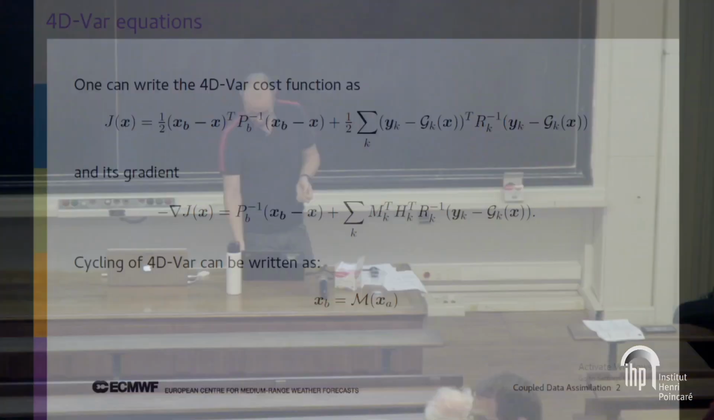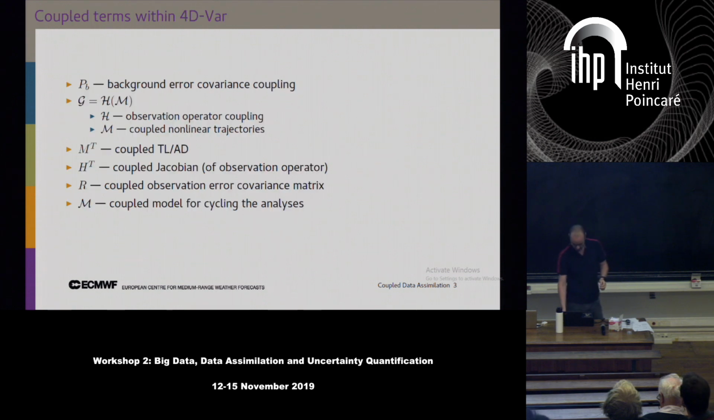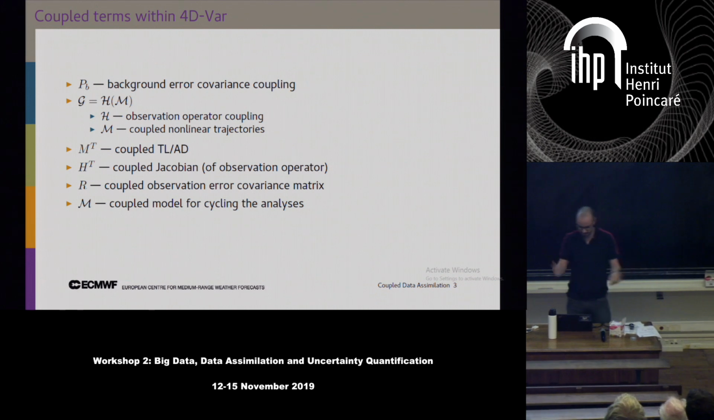So let's start by just getting some notation out there. 4D-Var. I think everyone's covered all these equations, and we all recognize the notation that we use there, so I'm not going to go too far into that. But what I will do is highlight that if these things are coupled, we can talk about what's actually coupled in these equations. So if our background error P_B is coupled, then we have a background error covariance coupling.